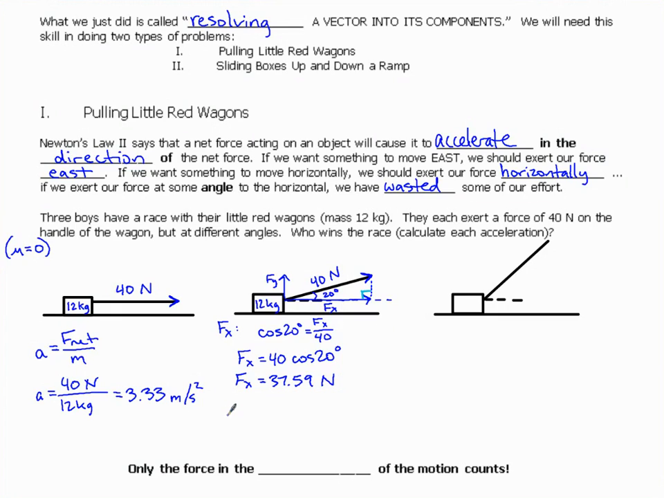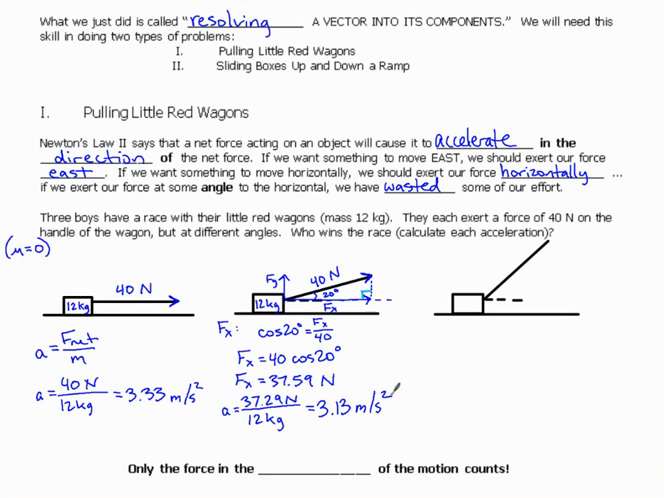For the acceleration, it is the net force divided by the mass. The net force in this case is the horizontal component of the force, 37.59 newtons, divided by the mass, which is 12 kilograms. So the acceleration here is 3.13 meters per second squared.